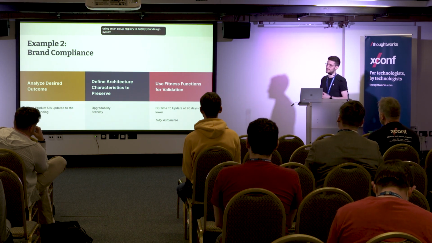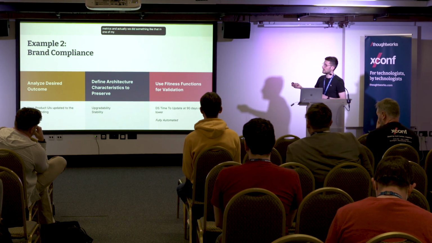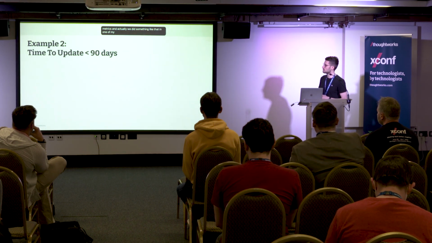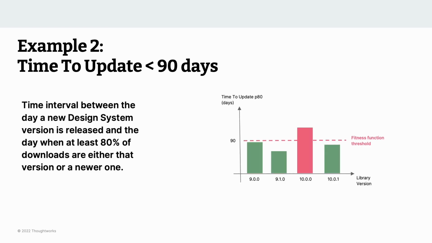Actually, we did something like that in one of my last projects, and I will show you an example of how this metric looks from a real world project in a second. So time to update can be defined as the time interval between the day a new design system version is released and the day when at least 80%, let's say, of downloads are either that version or a newer one, where 80% is just a heuristic number and might vary depending on your context. You can plot this into a graph like we're doing here and make sure that this time to update for the different versions stays below a threshold.